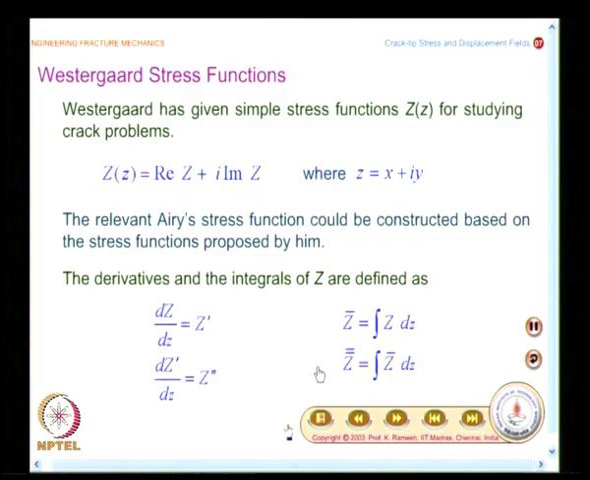So, we will make very generic mathematical calculations. We will not reduce it to a particular problem. We will develop it in a very generic sense.